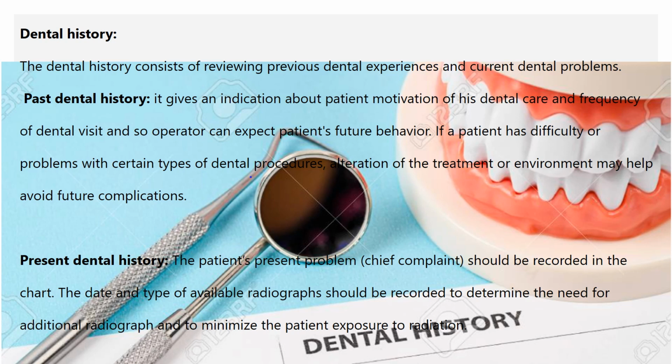Present dental history. The patient's present problem, chief complaint, should be recorded in the chart. Date and type of available radiographs should be recorded to determine the need for additional radiographs and to minimize the patient's exposure to radiation. So from the past dental history, you can understand what the patient has gone through and you can get an idea about the patient. From the present dental history, you can record the chief complaint, followed by whatever necessary tests or investigations you have done, which should be recorded.